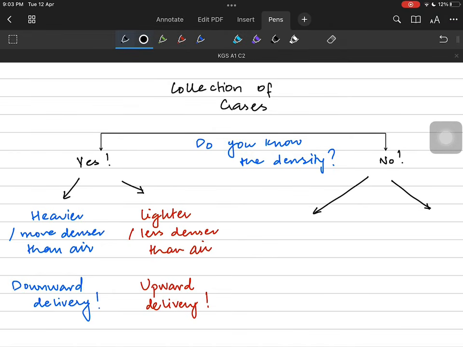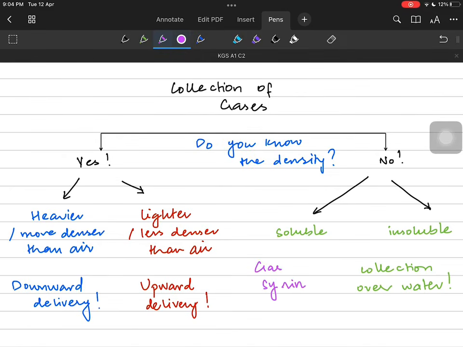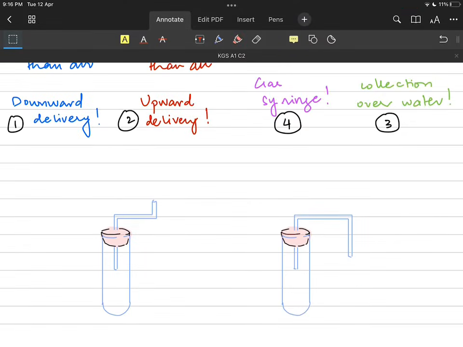If you don't know the density in the first place, you then ask yourself, is the gas soluble or insoluble? Obviously in water we are talking about. So if your gas is soluble or insoluble, that also has an impact on the method that you go for. If your gas is insoluble, which means it doesn't dissolve in water, you go for collection over water, where you collect the gases on the surface of water. If your gas is soluble, then you can't use the collection over water because your gas will dissolve. So you go for a gas syringe method, and we'll explore that as well. So 1, 2, the third method being collection over water, and fourth being the gas syringe method. We have 4 methods for the collection of gases.